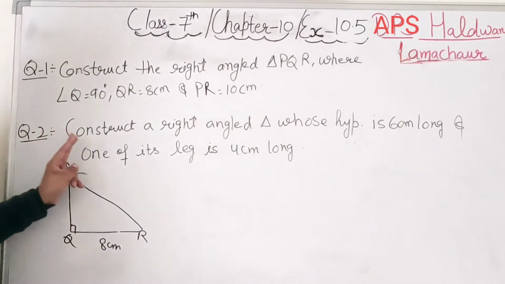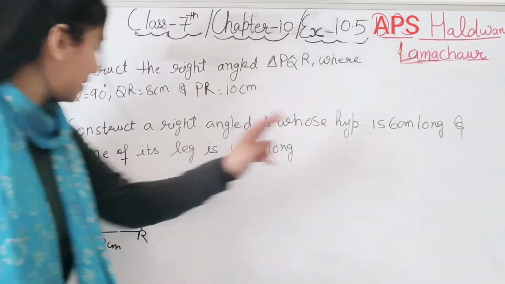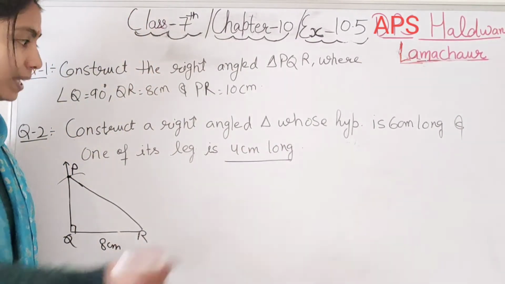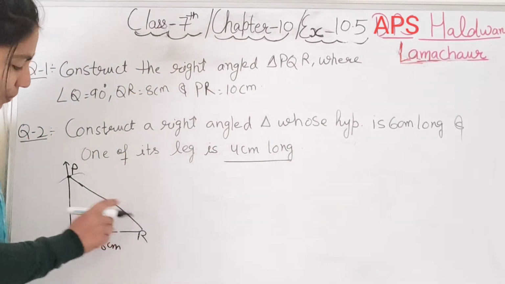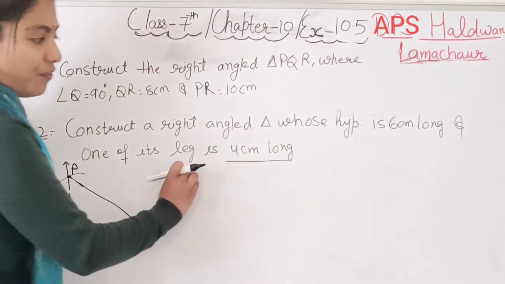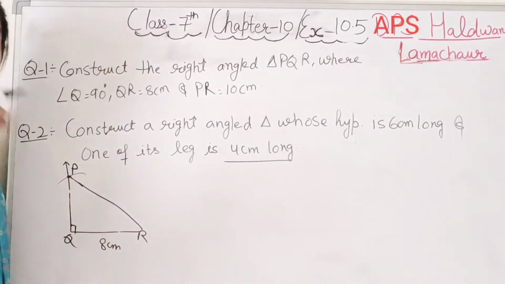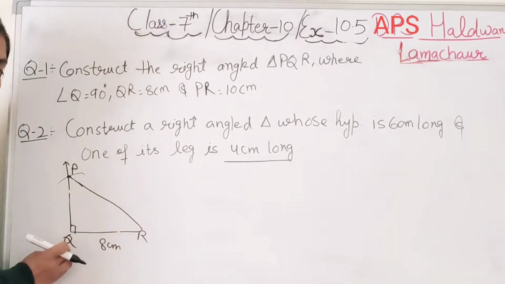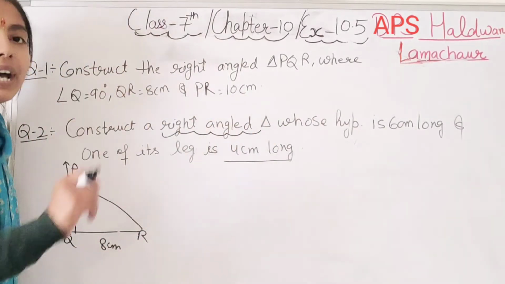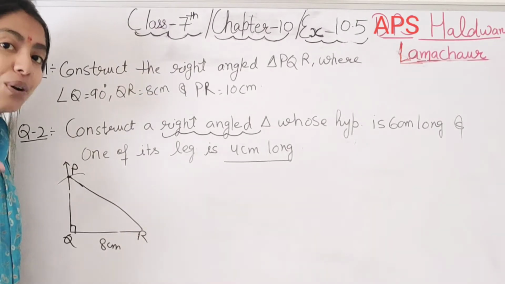Now question number 2. Construct a right angle triangle whose hypotenuse is 6 centimeter long and one of its legs is 4 centimeter long. Now you will say, ma'am, the angle is not given, two sides are given, the hypotenuse, this is the hypotenuse, this length is given to you as 6 centimeter. So obviously this will be the base, 4 centimeter base, and whichever points you take, AB, from point A you will draw a 90 degree angle because it is mentioned that it is a right angle triangle. Right student? So you have to keep everything in mind while solving the question.